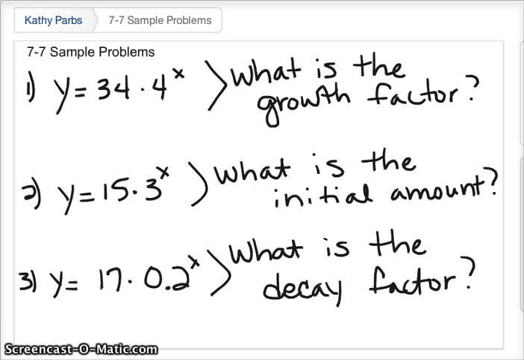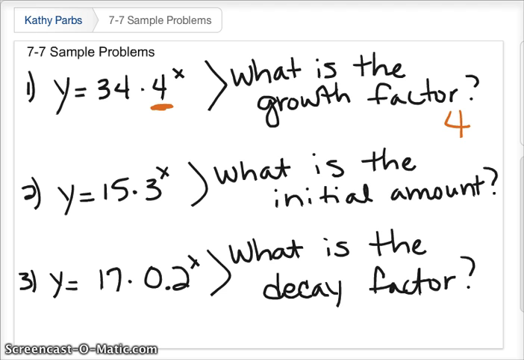Okay, in these sample problems we're looking at exponential growth and decay. And in this first problem we have y equals 34 times 4 to the x, and we're asked what is the growth factor. The growth factor is 4 because it's the number with the exponent on it, and we know that it's a growth factor because it is greater than 1. So the answer to this would be 4.